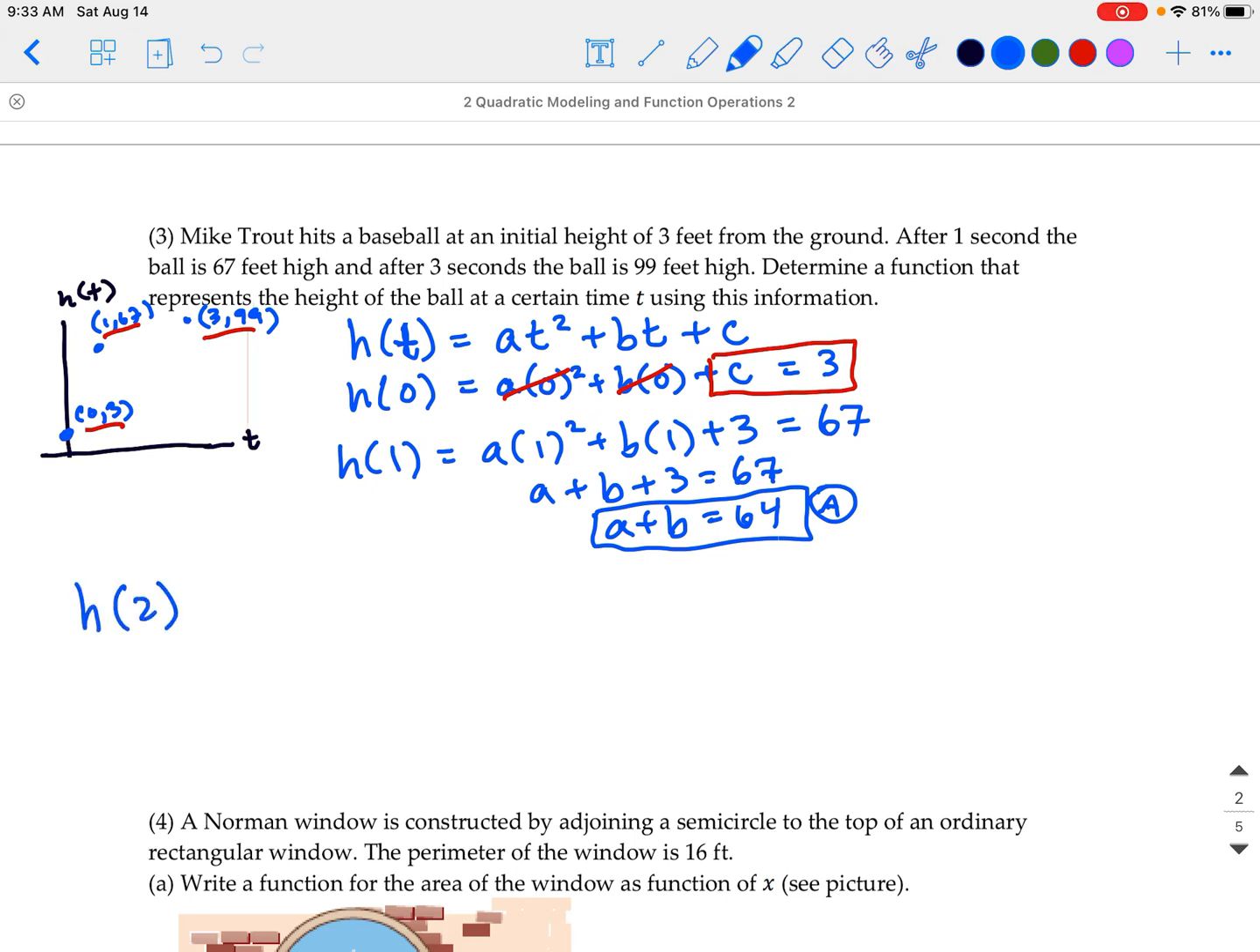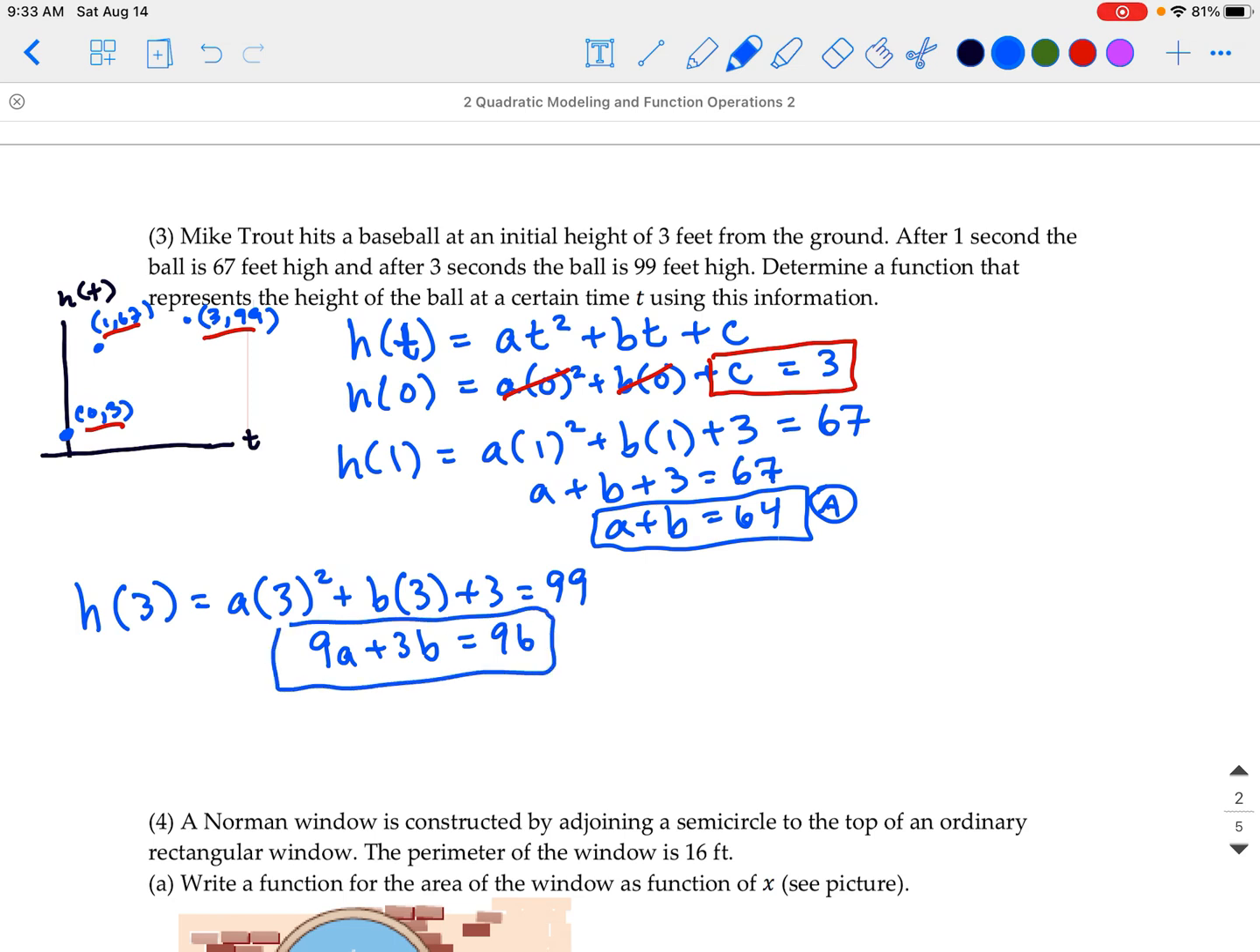So I'll move over here, and we'll do the same thing for h of 3. So that's going to be a times 3 squared plus b times 3 plus 3 is equal to 99. And when we simplify that, we'll end up with 9a plus 3b. Subtracting the 3 over, we'll get 96. So we can see here we have a simple system of linear equations to solve. So you can kind of decide how you want to do that. You could do substitution or elimination. I think I will do elimination.